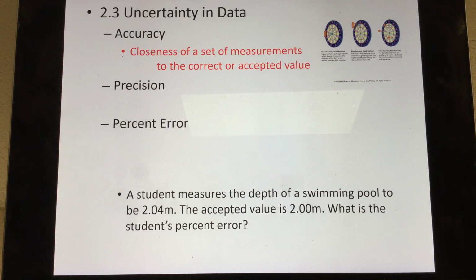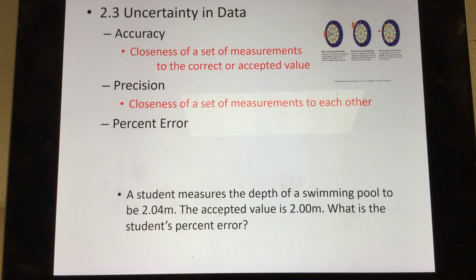Accuracy represents the closeness of a set of measurements to the correct or accepted value, which is what that first dartboard on the left is showing. All the darts are right on the bullseye, being the accepted or correct value. And so the person throwing the darts was accurate with their dart throwing by hitting the bullseye each time.